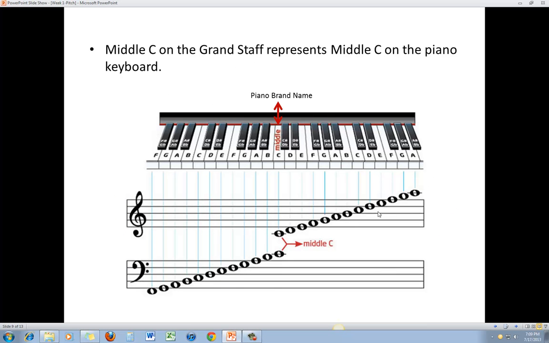Here's the same grand staff with a representation of a piano keyboard. Middle C on the piano is literally the C which is closest to the middle of the piano. If you are not a pianist and used to the keyboard, the middle C is generally the C which is closest to the piano brand name as well. That's another helper indicator if you're not a pianist yet.